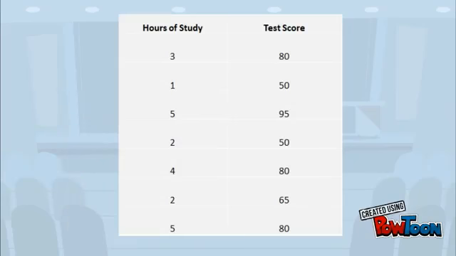We will consider the following set of data. There are 7 pairs of data. Now, we need to construct 5 columns. The 5 columns consist of 5 variables. The 5 variables are x, y, x squared, y squared, and the multiplication of x and y.